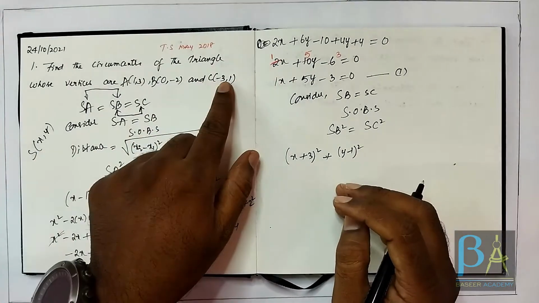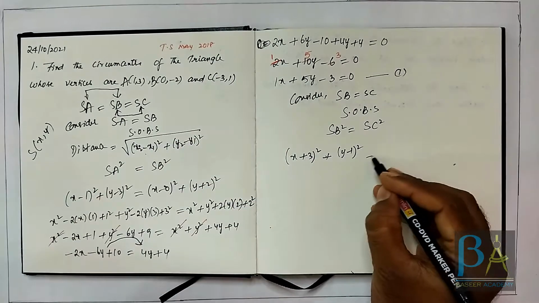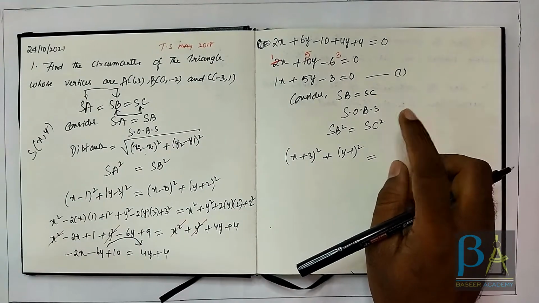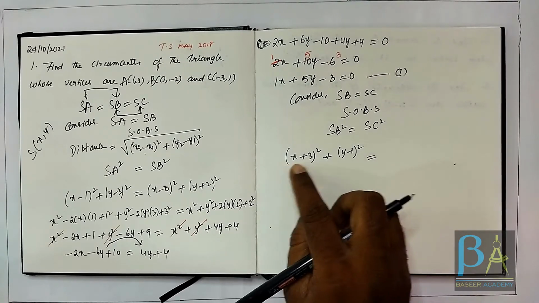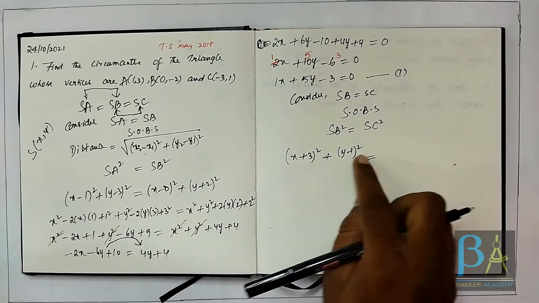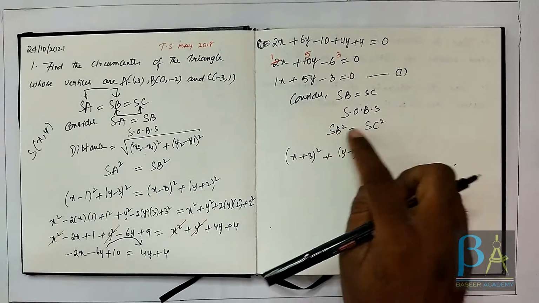So I have subtracted the x coordinates and then squared it, subtracted the y coordinates and then squared it. In the same way, let us find out SC square. No, I'm sorry, I actually calculated SC square here. This is SC square. No worries. SC square and SB square are already equal to each other.